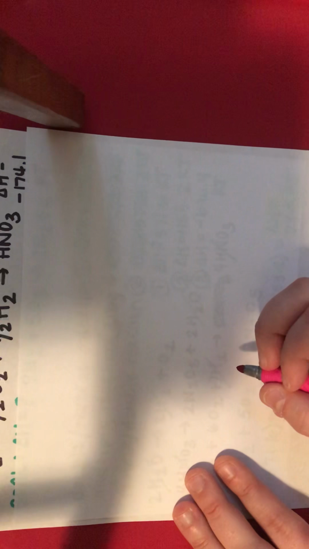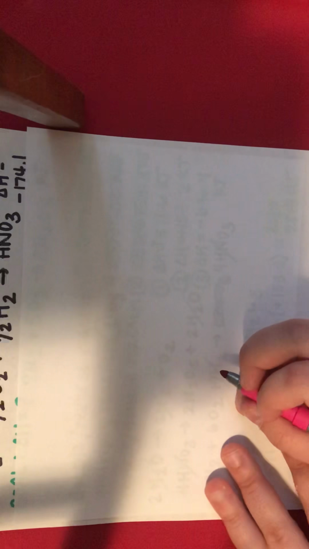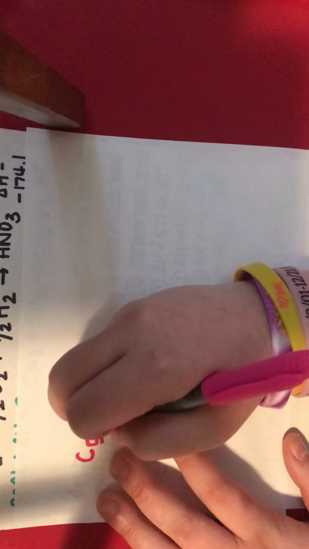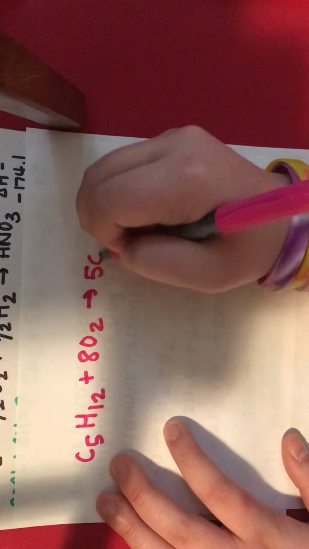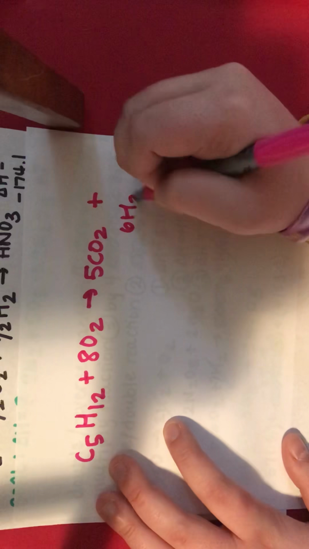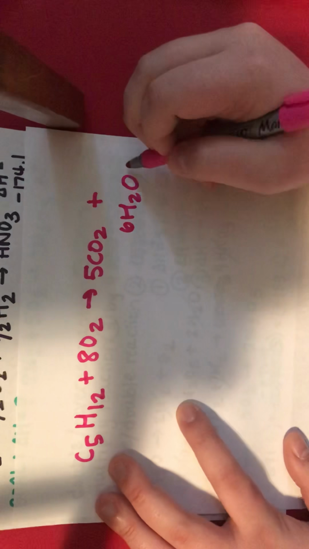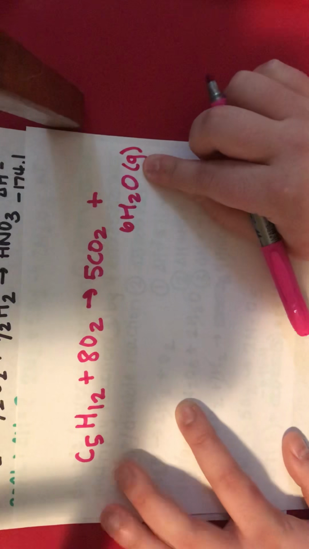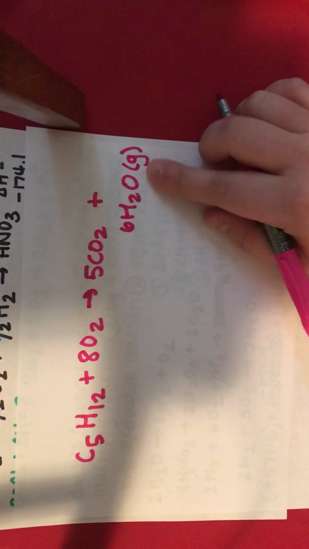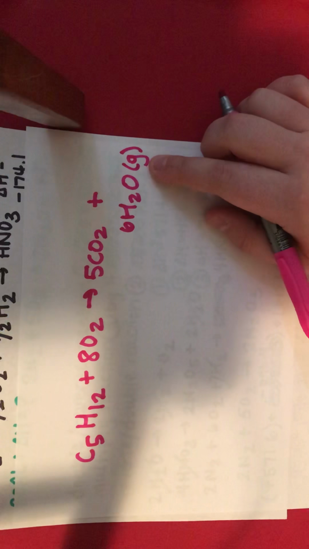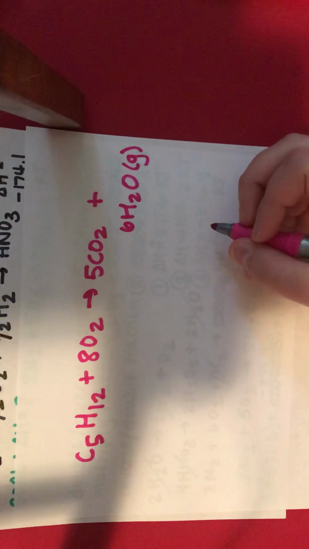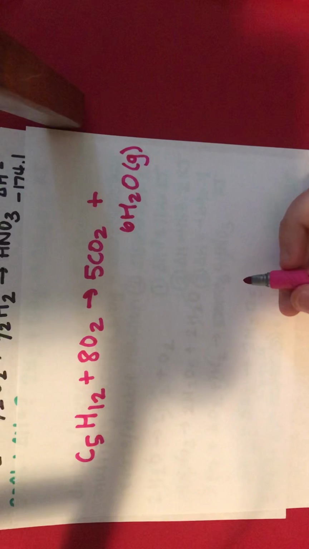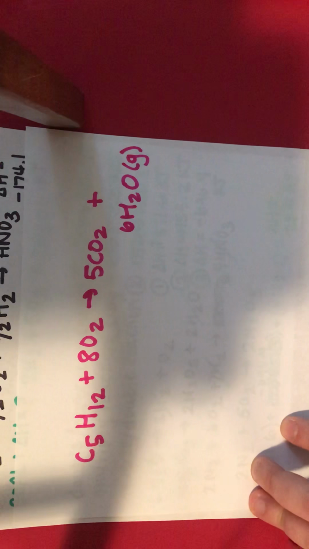It gives you the delta H's above, so you don't have to use your appendix. The equation is C5H12 plus 8O2 yields 5CO2 plus 6H2O, and it specifically says water as a gas. You have to make sure you're looking at the states too, because there are different delta H's for different states. I just don't want anyone to lose easy points because they're not paying attention to the state symbol. So we're trying to find delta H combustion for this problem.